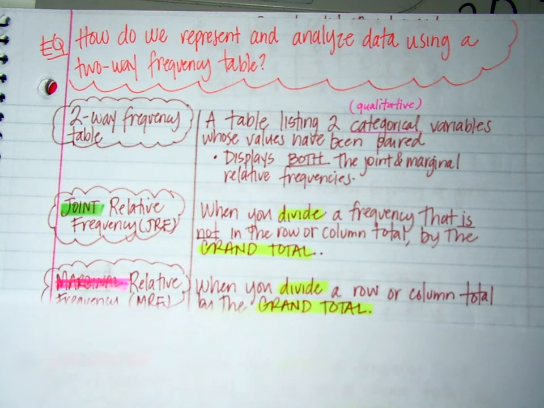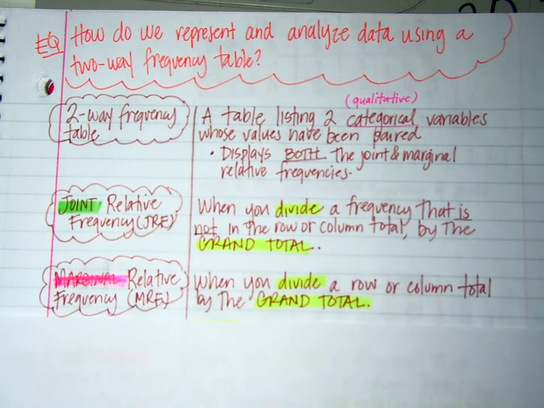Marginal relative frequency is when you divide a row or a column total by the grand total. So again, I am highlighting divide by the grand total in yellow, and now marginal relative frequency is going to be in pink.